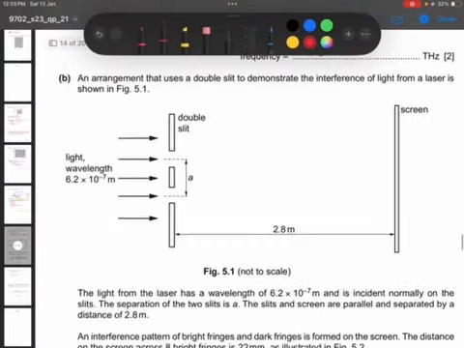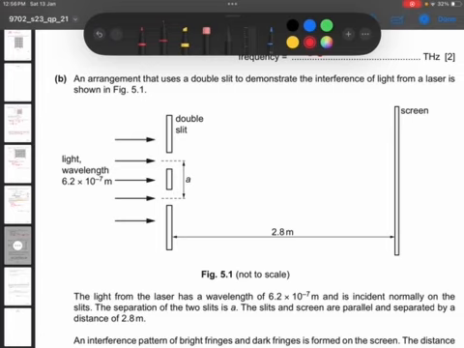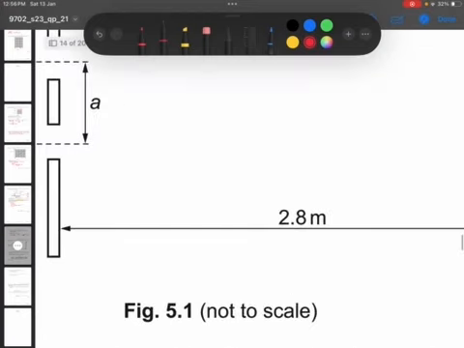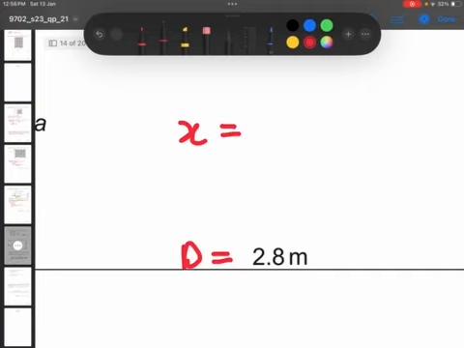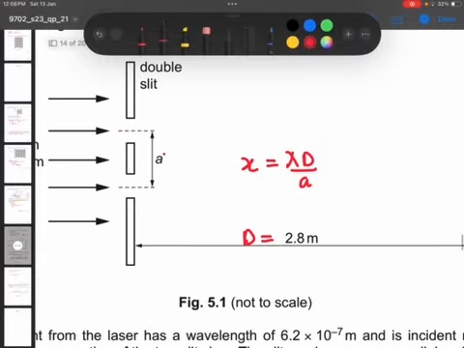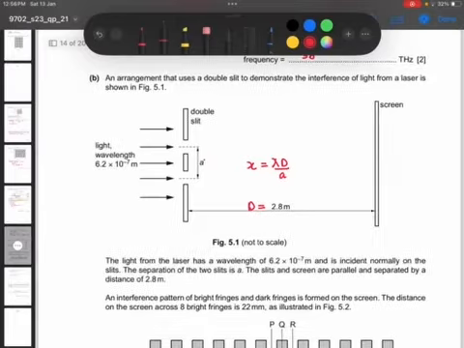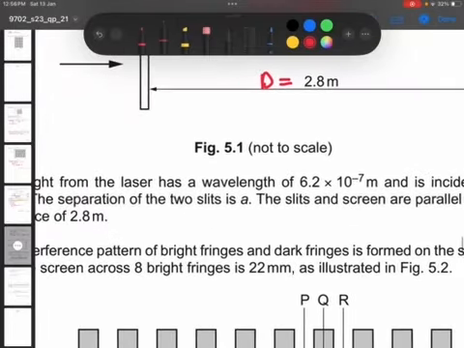Then we go to the next one. An arrangement that uses a double slit to demonstrate the interference of light from a laser is shown. So we have a double slit experiment there. It is obvious that in the formula that says x, the fringe separation, is equal to lambda D over a, the D will be 2.8. A is labeled there. Then when we read the question, we'll find lambda, I believe.